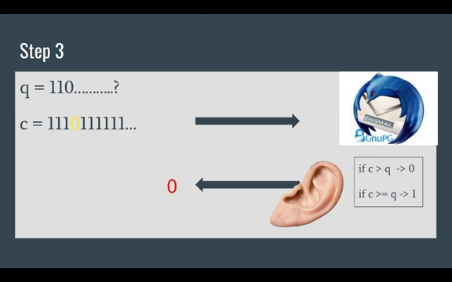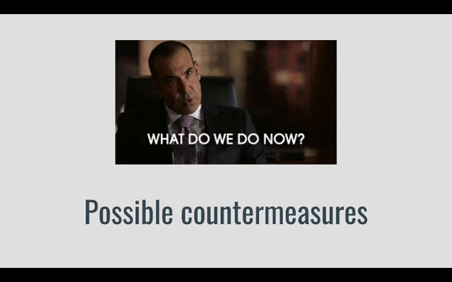If we are using a 4096-bit key, so P and Q are 2048 bits each, this process takes about an hour. So, what can we do to prevent this? Let's have a look at some ideas.